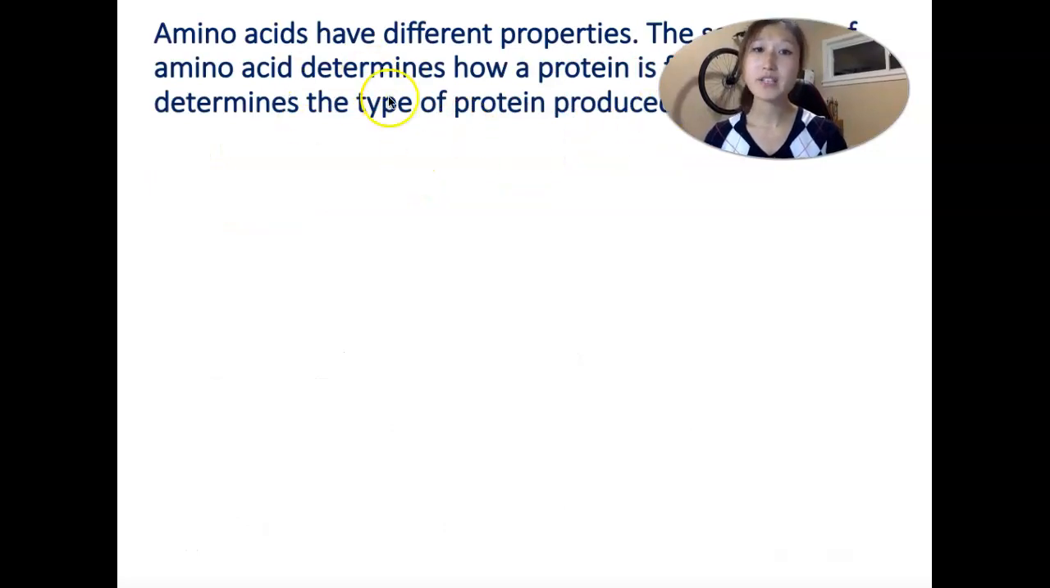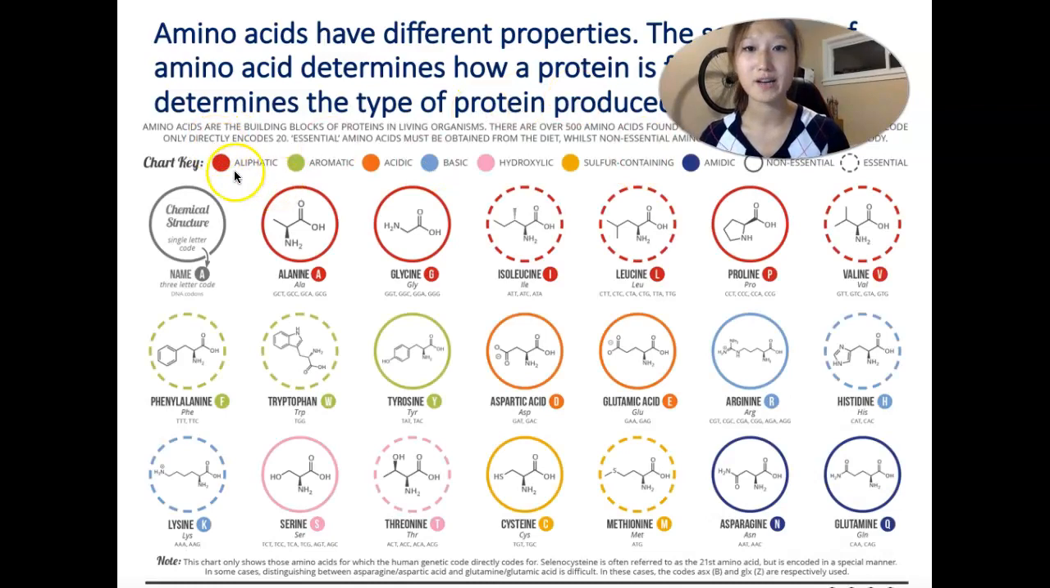So this is just to tell you that different amino acids have different properties. If you look right here, some are acidic, some are hydrophobic, hydrophilic, some are basic. Some are positively charged, some are negatively charged. So the idea is that how a protein is folded, which ultimately determines how a protein can function, is determined by the amino acid sequence.